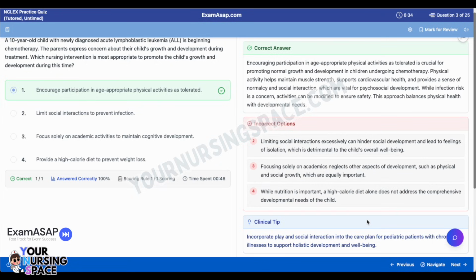Clinical tip: incorporate play and social interaction into the care plan for pediatric patients with chronic illnesses to support holistic development and well-being.